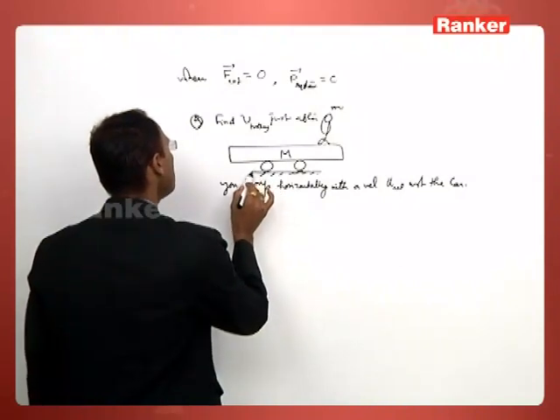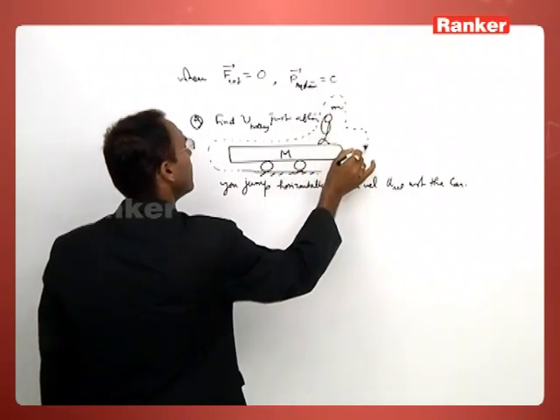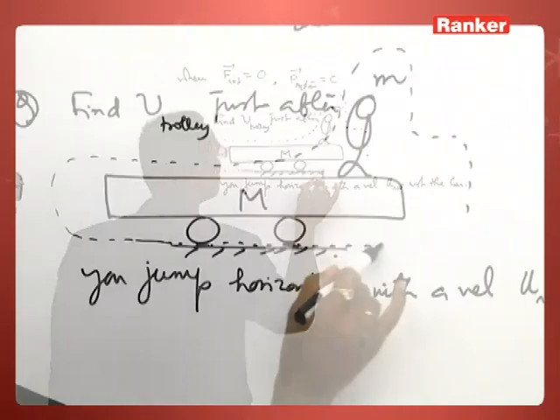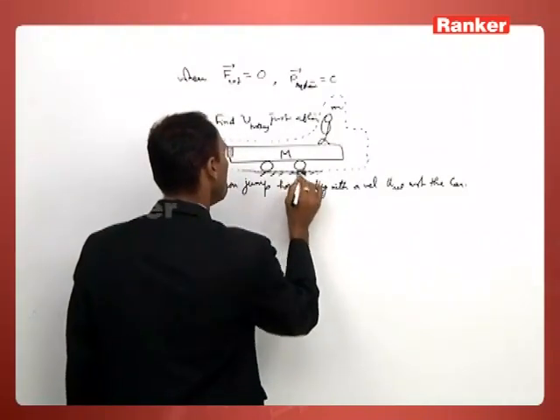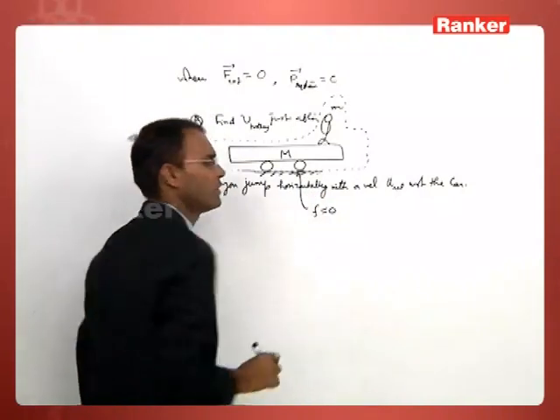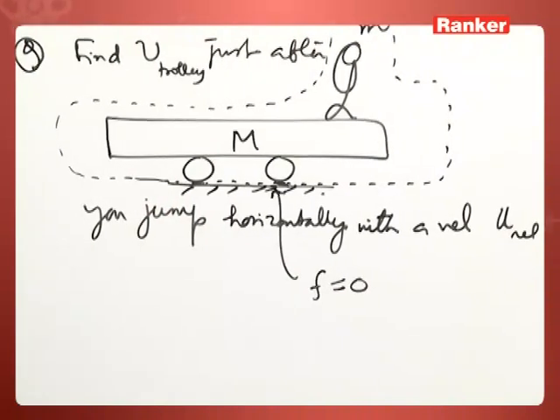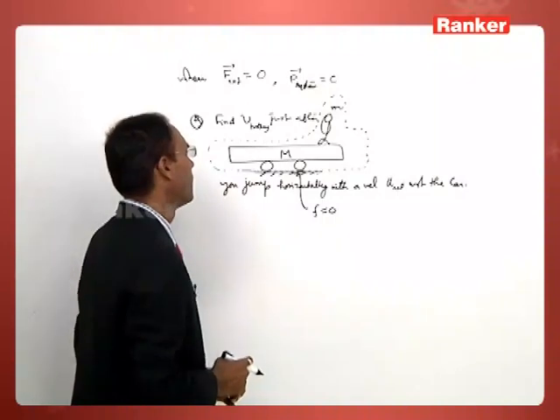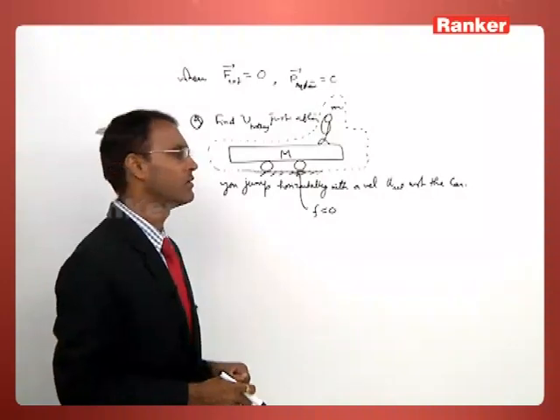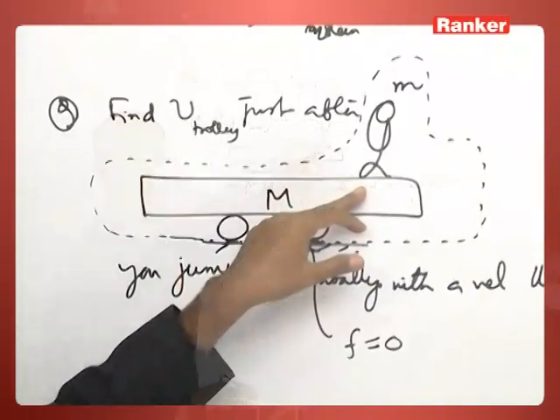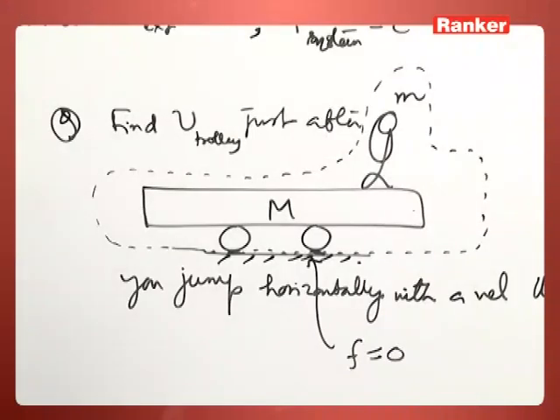Now we have to choose the system in such a way that the net force acting on the system must be 0. For the sake of simplicity, ignore the frictional force between the trolley car and ground. But you cannot ignore the frictional force between you and the trolley car, because you are using that friction for jumping. If there is no friction between you and the trolley car, you cannot jump.